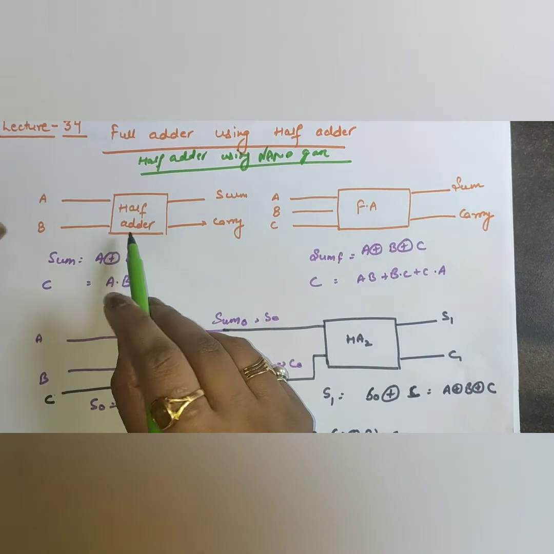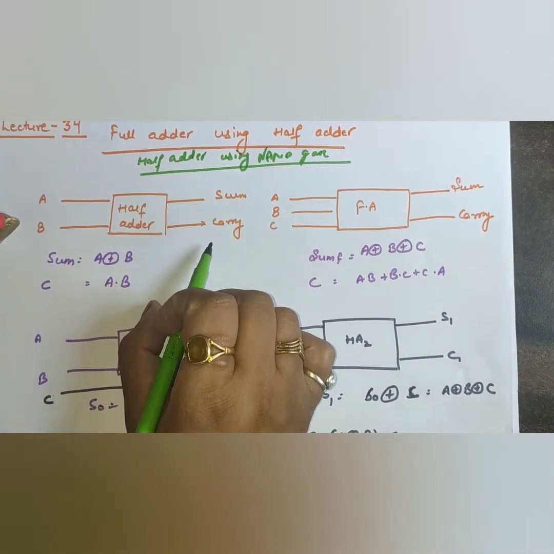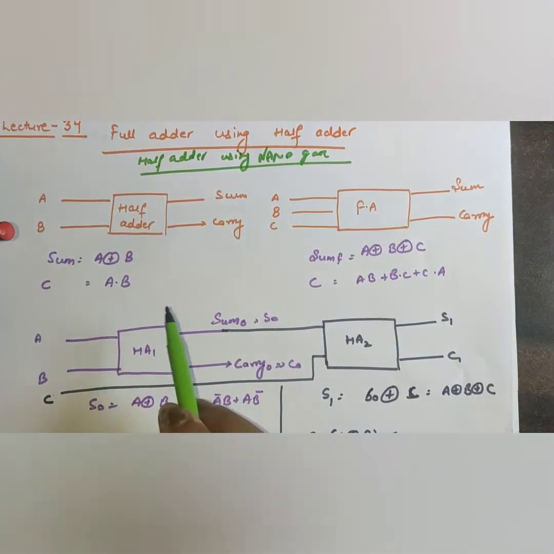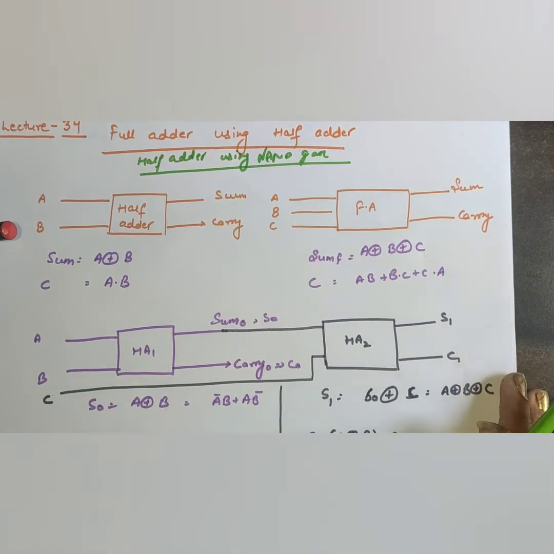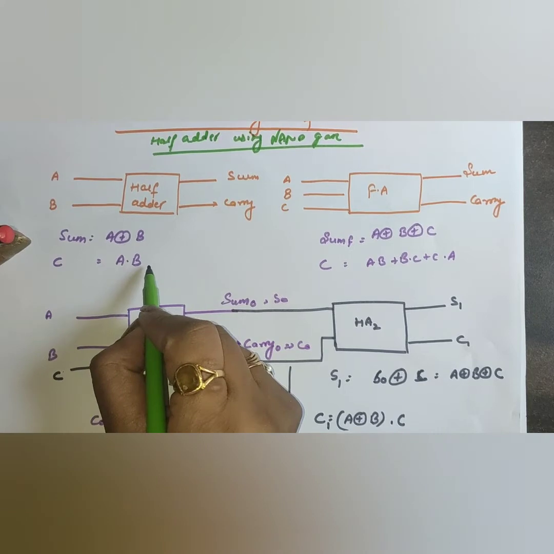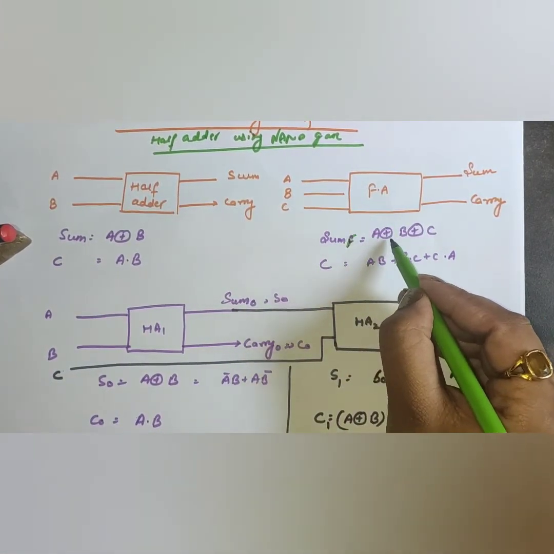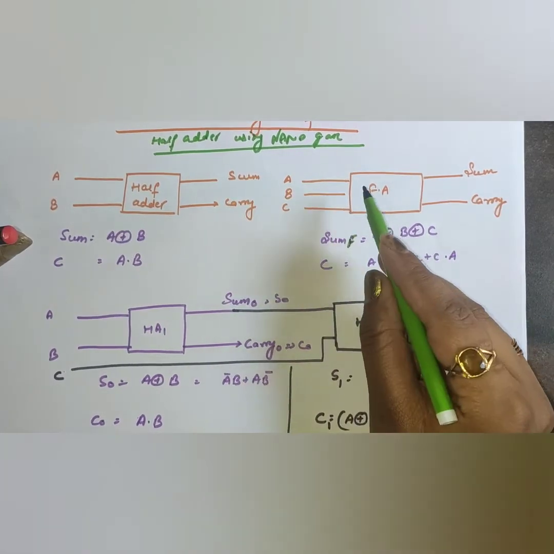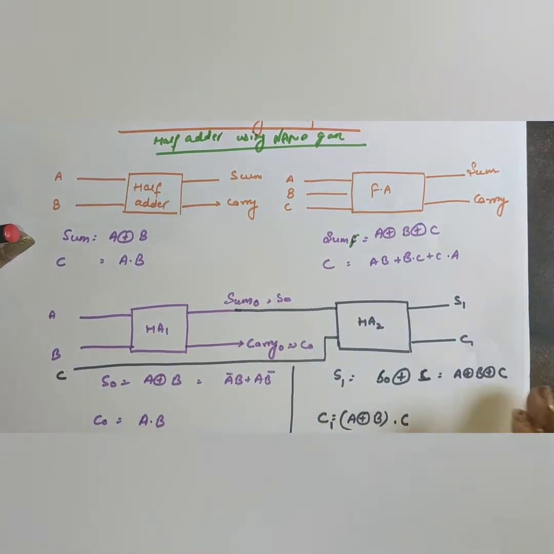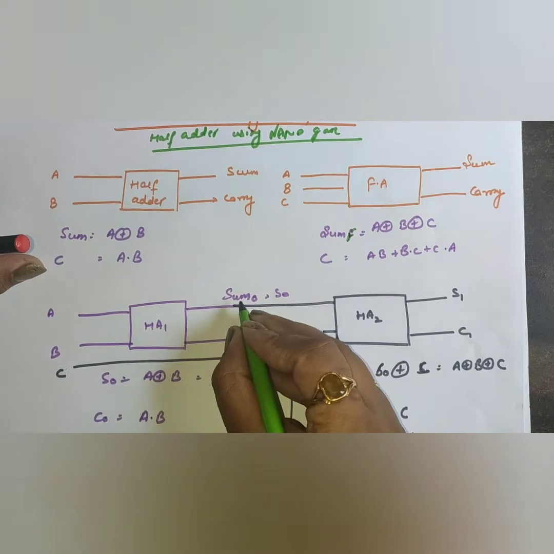A half adder has 2-bit input and the output is sum and carry, and a full adder has 3-bit input and sum and carry. So we will make a full adder by using half adders. The half adder sum is A XOR B and carry is A into B, and the full adder sum is A XOR B XOR C, the XOR between 3 inputs, and carry is AB plus BC plus CA. Now in the first half adder, A and B are the 2 inputs, with sum and carry.